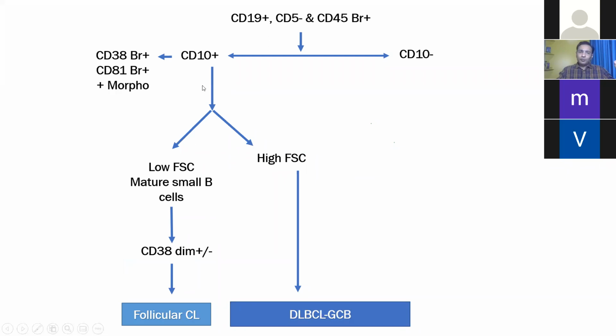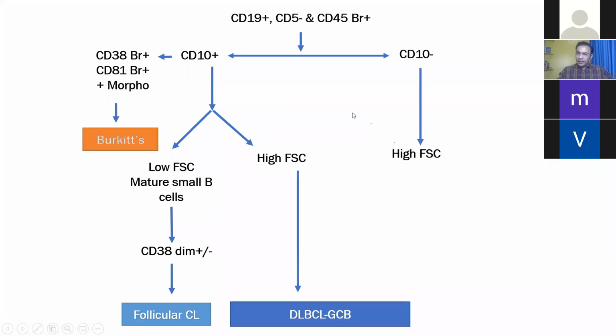If CD10 is positive, small cells, that is forward scatter is low, and CD38 is usually dim or negative, it is follicular lymphoma. If forward scatter is high, large cells indicate large B cell lymphoma. And if CD38 is very typically bright, CD10 bright, even an additional marker like CD81 is bright, and the morphology is typical, blastic morphology, it is Burkitt lymphoma.